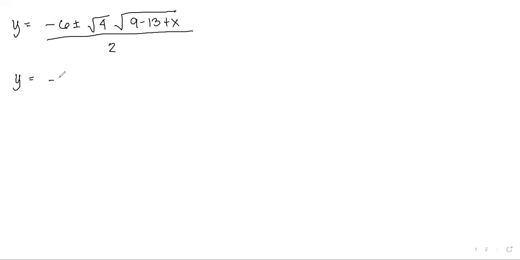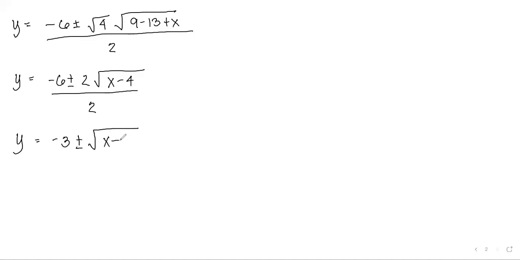Simplify. Y equals negative 6 plus minus square root of 4, that is 2, square root of 9 minus 13, that is negative 4, plus x. So, unahin natin sa x para hindi negative yung nauna. Divided by 2. So, since parehas na may 2, pwede nating i-divide. Negative 6 divided by 2, that is negative 3, plus minus 2 divided by 2. So, ayan, x minus 4. Square root of x minus 4. So, ito na yun.